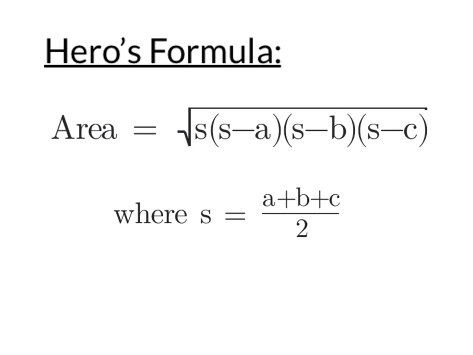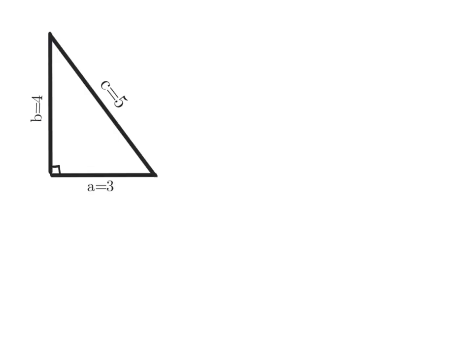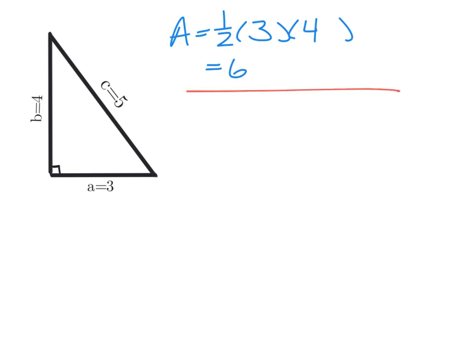right triangles or not. See, if we have a right triangle, like the old 3, 4, 5 triangle, we can find this area using that basic geometric formula that we learned a long time ago. 1/2 base times height. Because it's a right triangle, we know the base is 3 and the height is 4. So half of 12 is going to be 6. But how do we find this exact same area using Hero's formula?